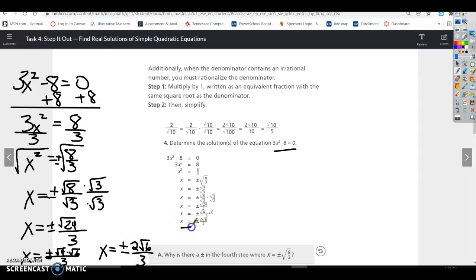So you can see they got to the same step we did. But that's how you would look at rationalizing your denominator. All right, let's see what the next question says.